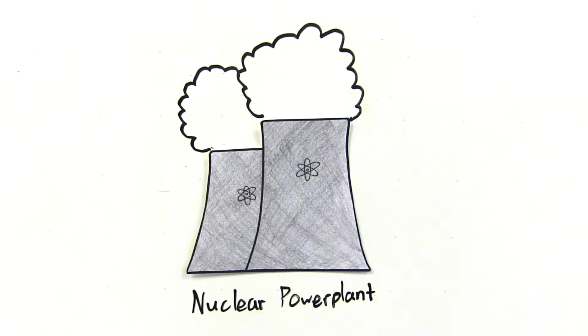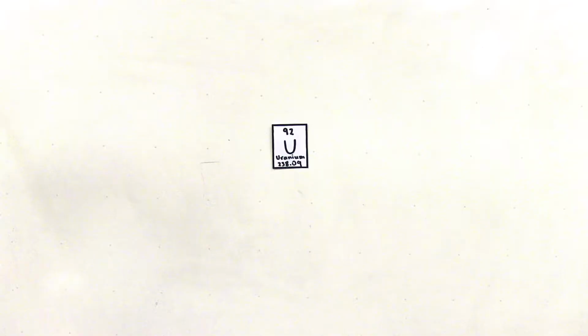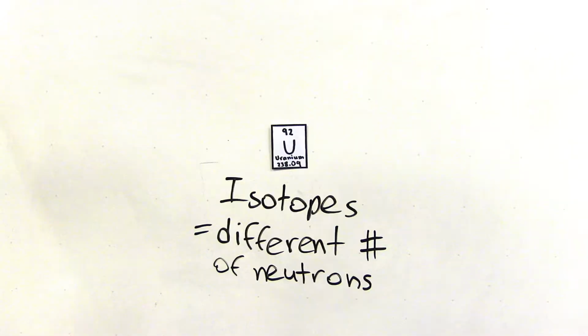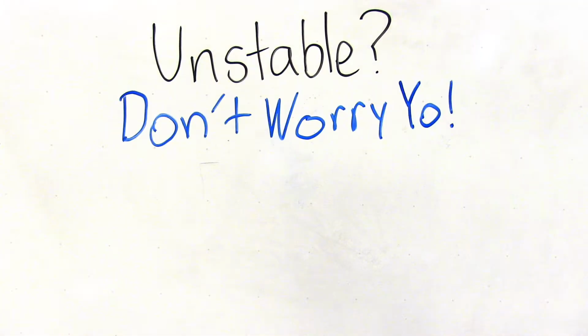To derive energy, a nuclear power plant uses unstable isotopes of an element which can be easily split. A common isotope used in nuclear power plants is uranium-235, which undergoes fission. Uranium-235 is an isotope of the uranium element. Isotopes are versions of an element with differing numbers of neutrons, some of which are more stable than others. If an isotope is unstable, it will find a way to become stable by undergoing a process called nuclear decay.